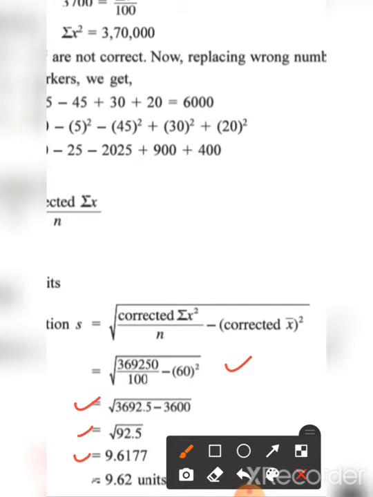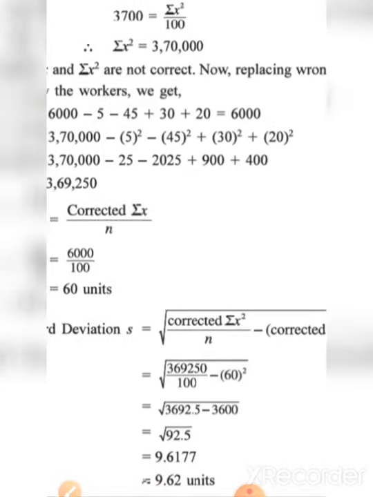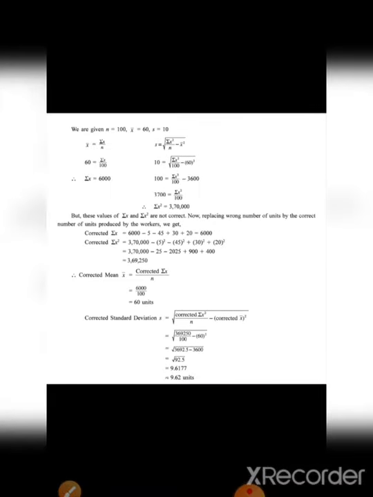9.6177. But we are going to write up to 2 decimal places, so your corrected standard deviation has come up to 9.62 units. So this is how we found out our corrected mean and our corrected standard deviation.